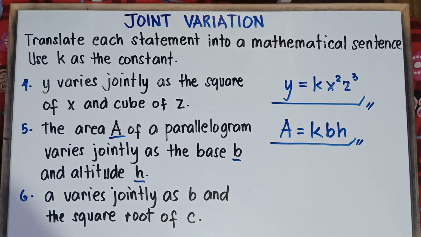So you try this one, class, number 6, and you put your answer in the comment section down below. Let me check, class, if you really understand our topic. Do not hesitate to write your answer in the comment section for me to check. So number 6: small a varies jointly as b and the square root of c. How will you write this one, class? Put your answer in the comment section down below.